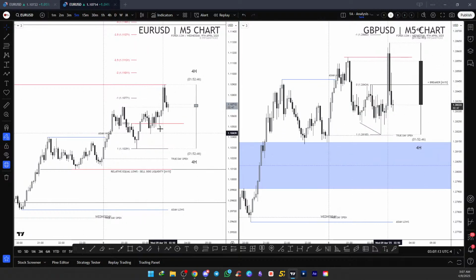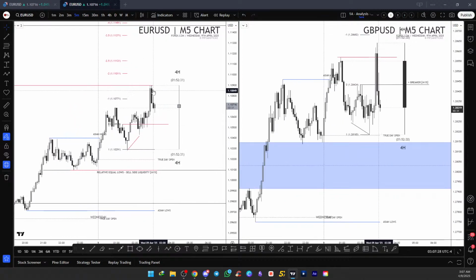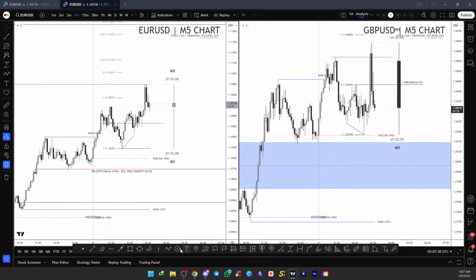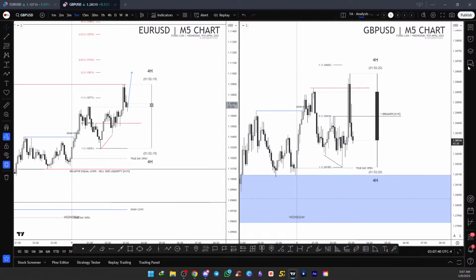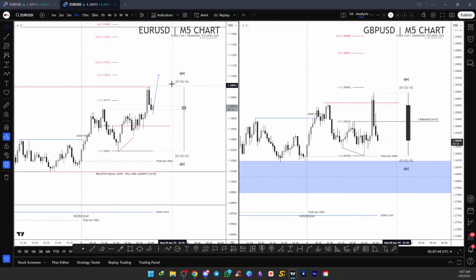There is no visible manipulation here. The only manipulation that we can see here is this one, but the SMT formed after that. See, this was the SMT, right? So there is no visible manipulation for us yet. We should wait for it. I think price will reach the 2 standard deviation here, whereas in GU it may or may not. Let's see.